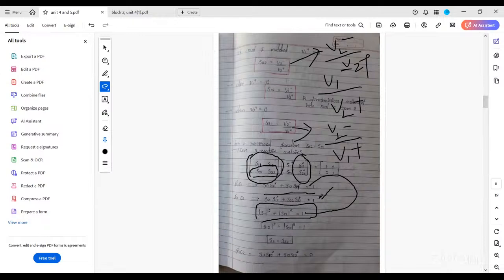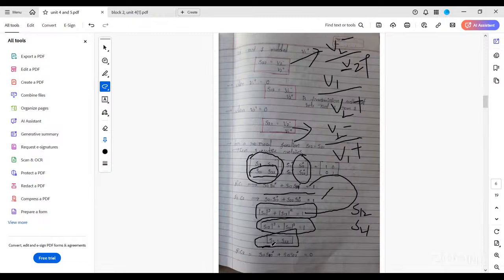Next, from equation R2C2, what am I writing? S21 equal to S12. Remember one condition, S12 equal to S21. Based on that, I am writing the equation for R2C2. What is the R2C2 equation? S12 square plus S22 square equal to 1. Using these two equations, I am simplifying that S11 equal to S22.